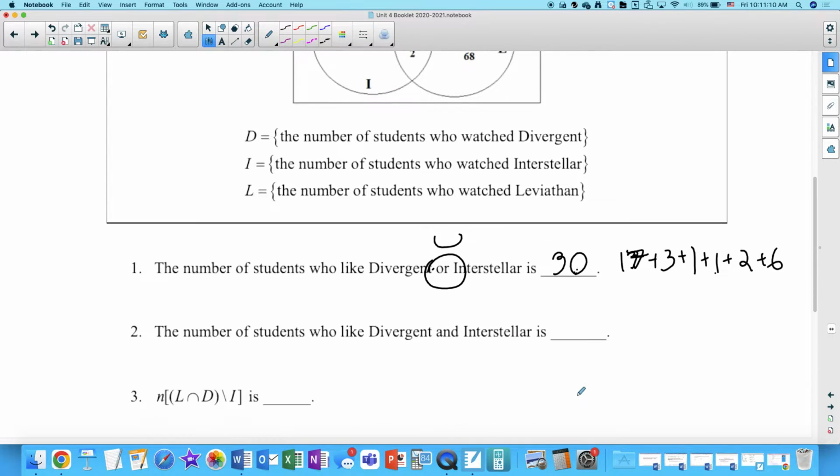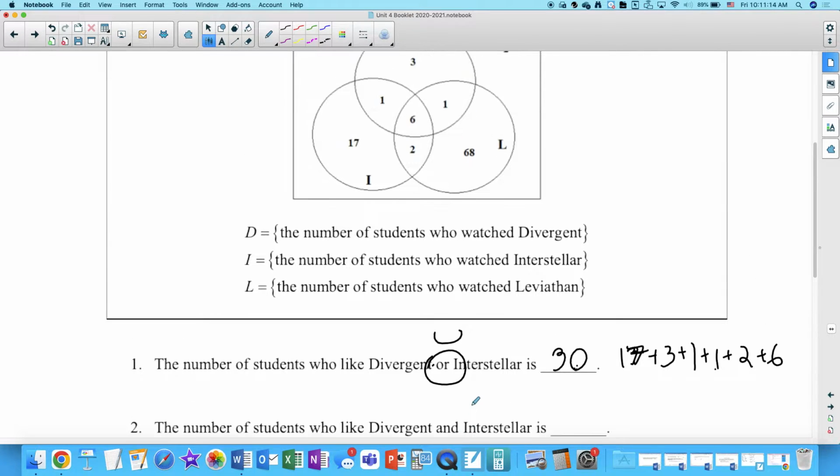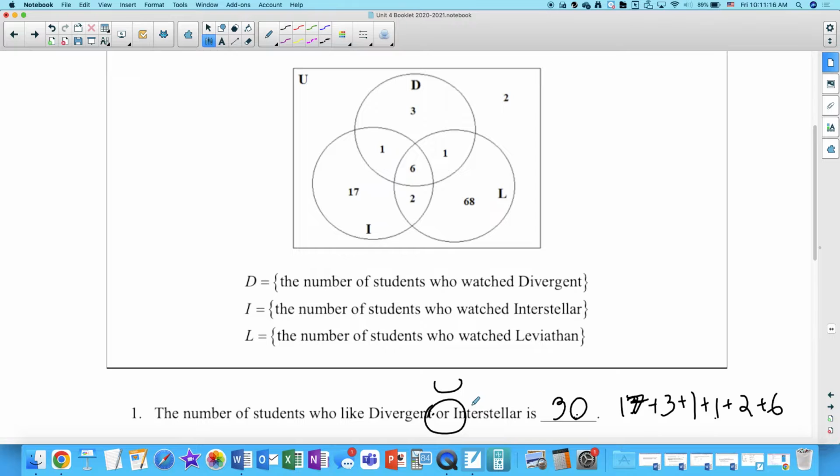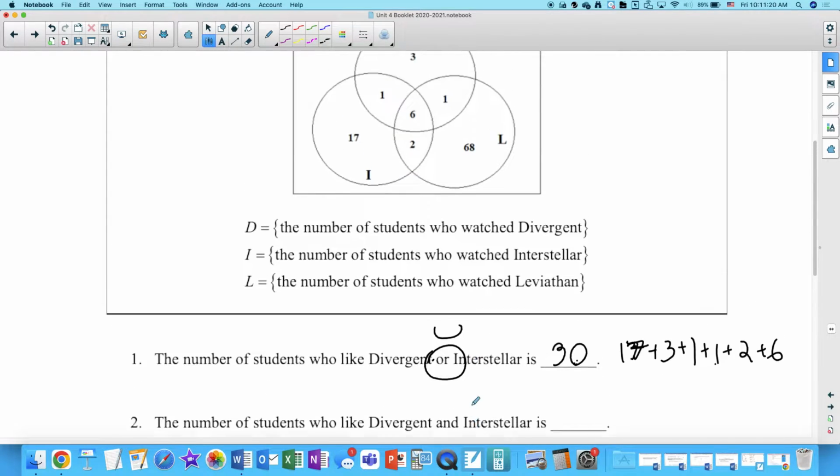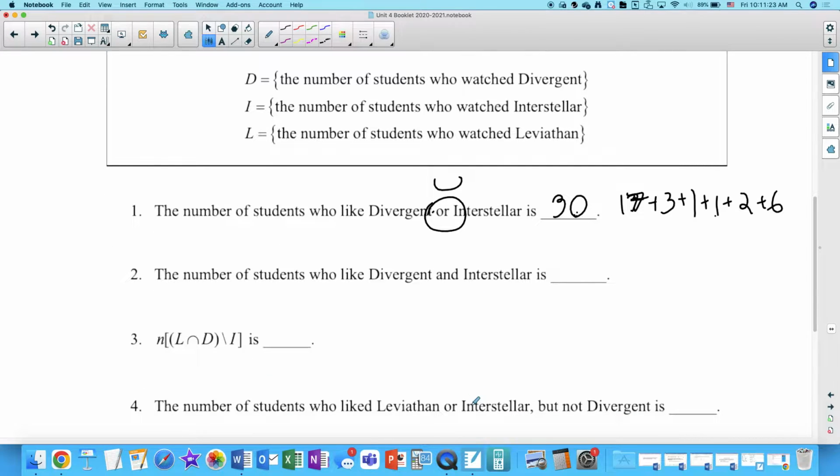The number of students who like Divergent and Interstellar. 7. Yes. And is union. So we're looking at 1 plus 6. Sorry, and is not union. It's intersection. 1 plus 6, so that's 7.